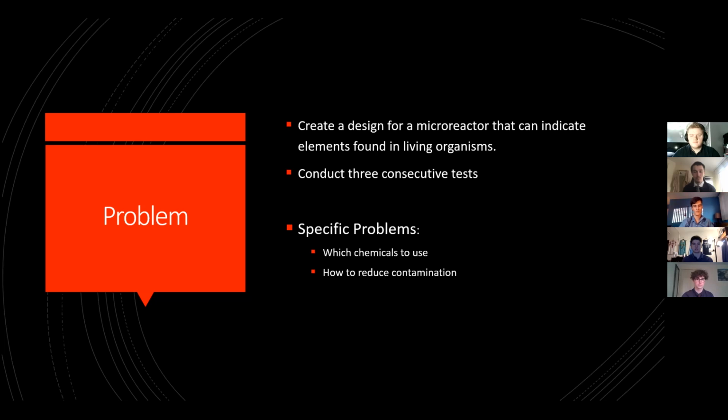Some key problems encountered during this project are as follows: which chemicals to use in order to indicate through soil samples if the environment is capable of supporting extinct, extant, or no life, and also how to reduce contamination and chemical spills, more specifically including how to effectively put a lid on the tested samples and how to minimize the amount of sample residue in the sieve and tubing.